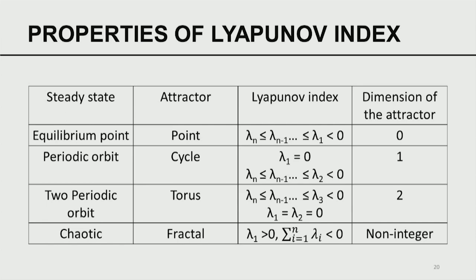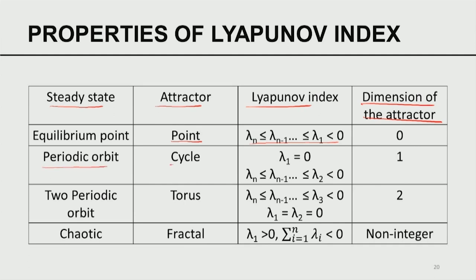Here are some other properties of Lyapunov indices. I'm going to now create a comparison: steady state behavior, attractor, Lyapunov index, dimension of the attractor. These are summaries of very well known results. A steady state for a dynamic system can be an equilibrium point. What is an equilibrium point? It is an attractor to which all the solutions come and settle down. For an equilibrium point, the attractor is a point. The Lyapunov indices are all negative. Therefore, the dimension of the attractor is 0.